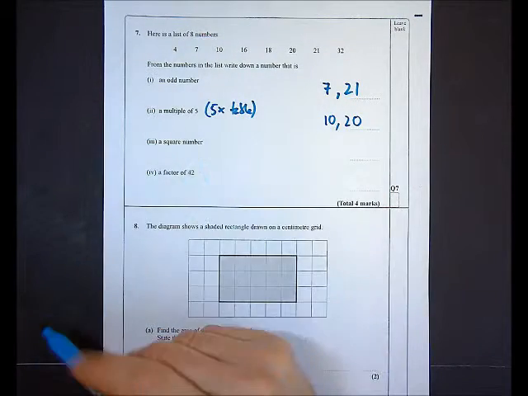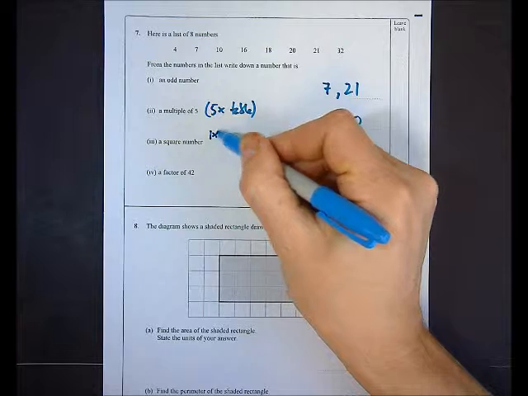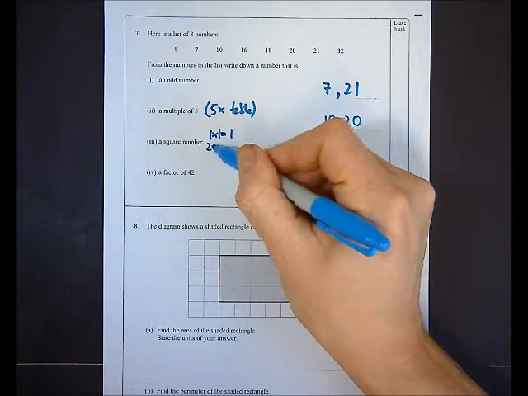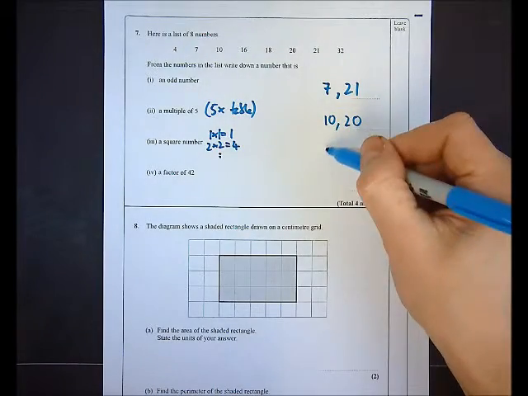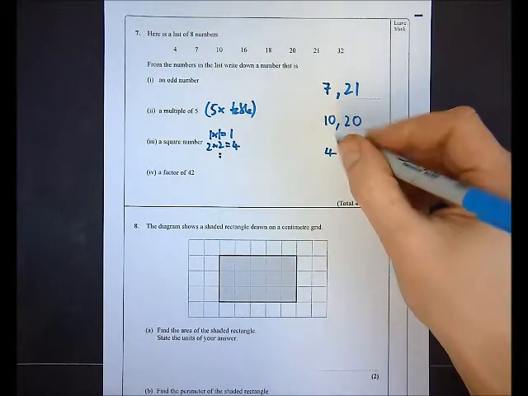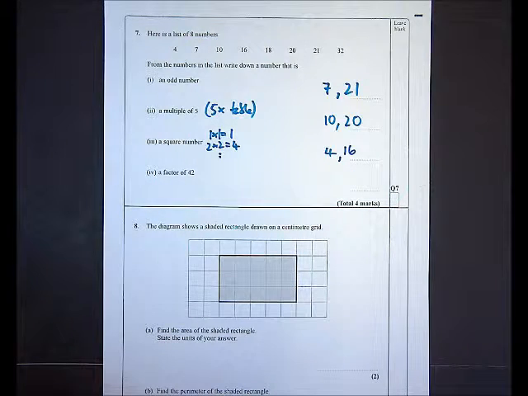Part 3, I'm asked to write down a square number. So a square number is, for instance, 1 times 1, which is 1, 2 times 2, which is 4, and so on. So 4 is in there, that'll do. I've also got 16, which is 4 times 4, and that's my lot.